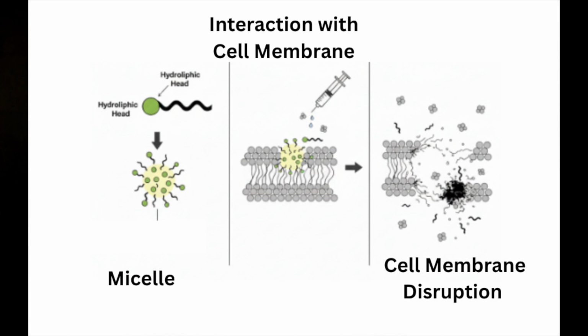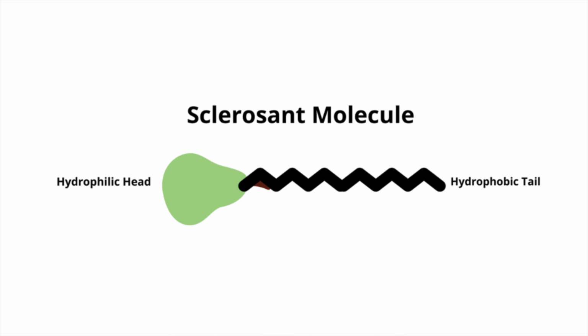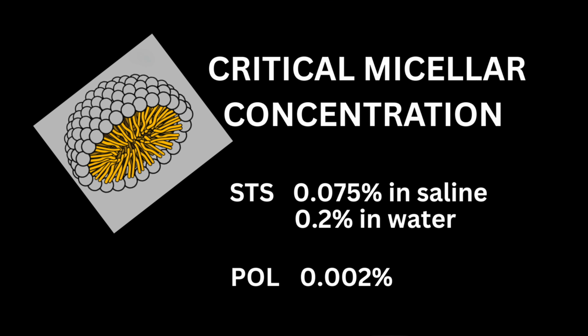Detergent sclerosants are amphiphilic molecules, meaning that they have a water-loving head and a water-hating tail. While phospholipids in cell membranes form large bilayers, surfactants spontaneously aggregate into tiny spheres called micelles. This only happens once the sclerosant concentration reaches the critical micellar concentration, CMC. Detergents are most effective at disrupting cell membranes when they have formed these micellar aggregates.